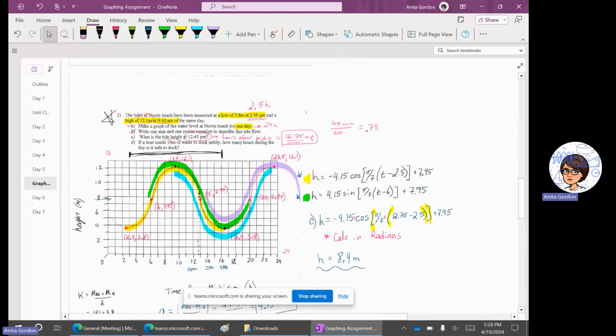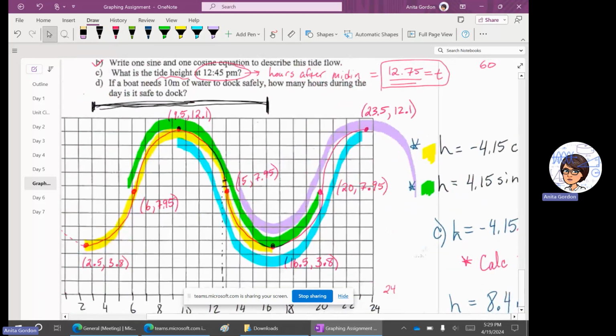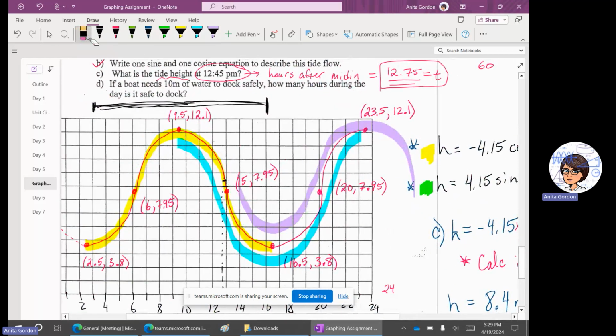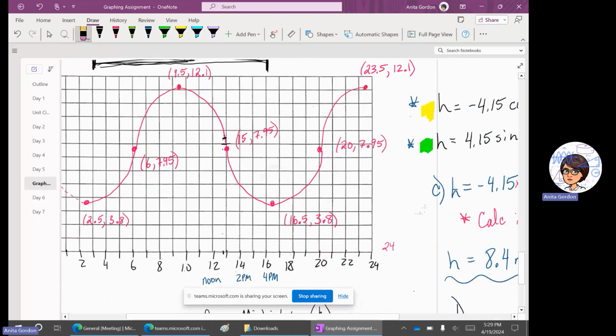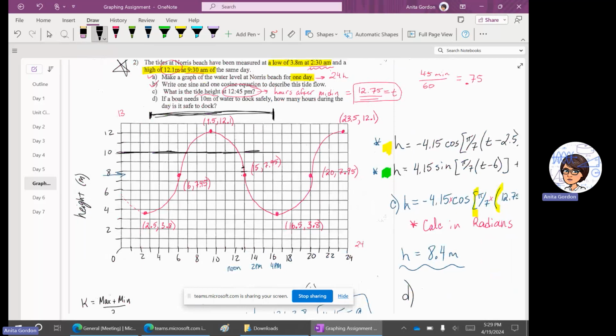Now, D is where it gets a little bit tricky. D is saying, if the boat needs 10 meters of water to dock safely, how many hours of the day is it safe to dock the boat? If it's too shallow, the boat will drag on the bottom of the ocean floor and it's going to get real messy. So I'm going to erase all of my highlighting here so I can identify the safety line. The safety line is 10 meters. What I'm interested in is how many hours it is safe to dock this boat.